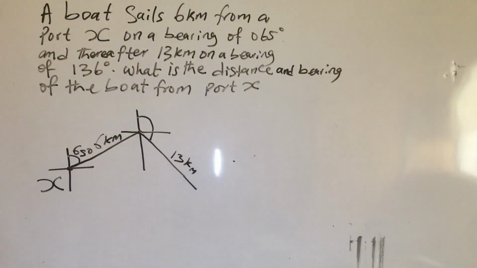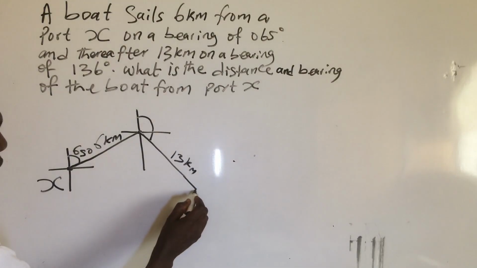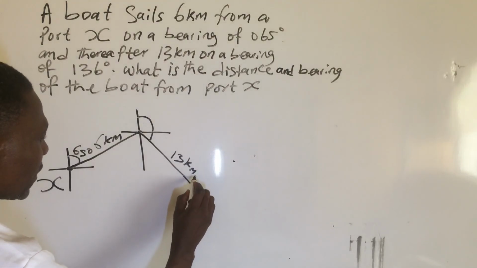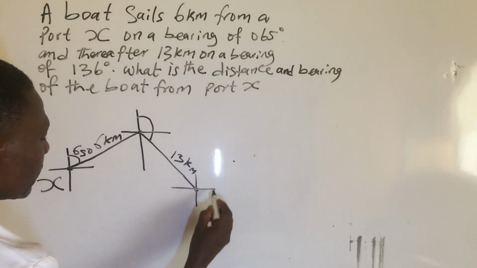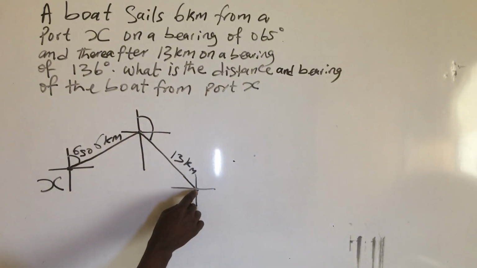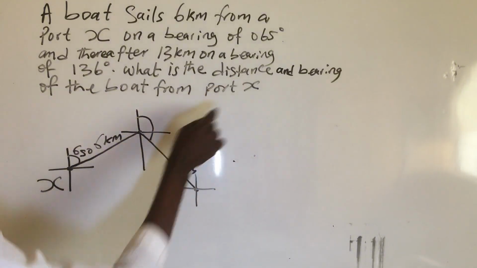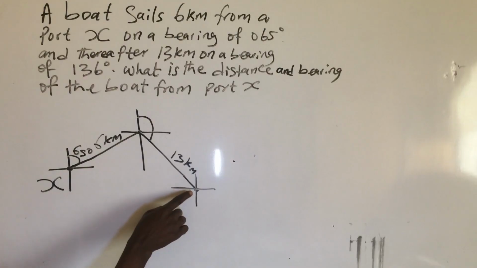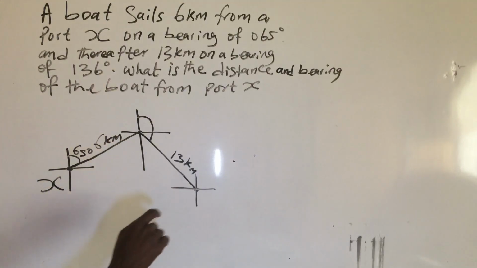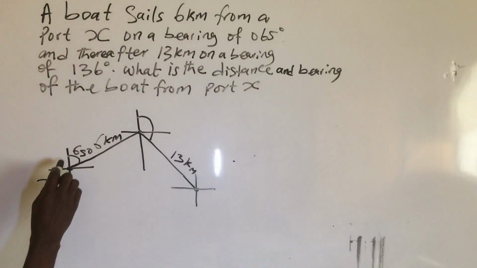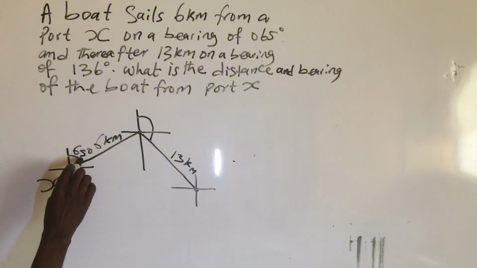13 kilometers. Now it stops here. Let us get our four cardinal points again here. Okay, this is where the boat stopped. Then the question asks us, what is the distance of this boat from port X? What is the distance of this boat here now from port X? That means from here to here. And also the bearing of this boat, the bearing of it from port X, that bearing will be from here, okay?